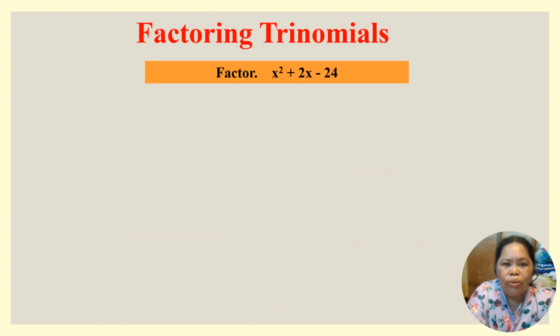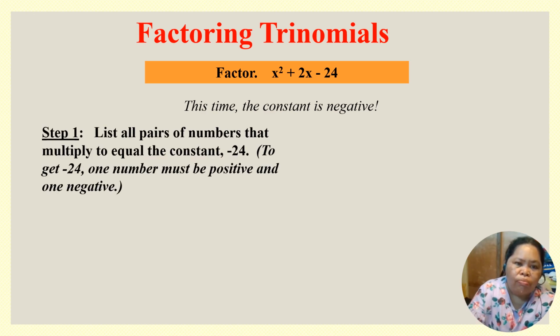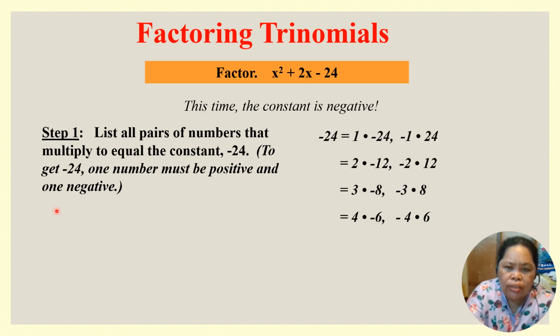Now, let's have another example. This time the constant is negative. So how are we going to do that? List the pairs of numbers that multiply to equal the constant negative 24. To get negative 24, one number must be positive and one should be negative. So these are the factors of negative 24: 1 times negative 24, or negative 1 times 24, 2 times negative 12, or negative 2 times 12, 3 times negative 8, or negative 3 times 8, and 4 times negative 6, or negative 4 times 6.